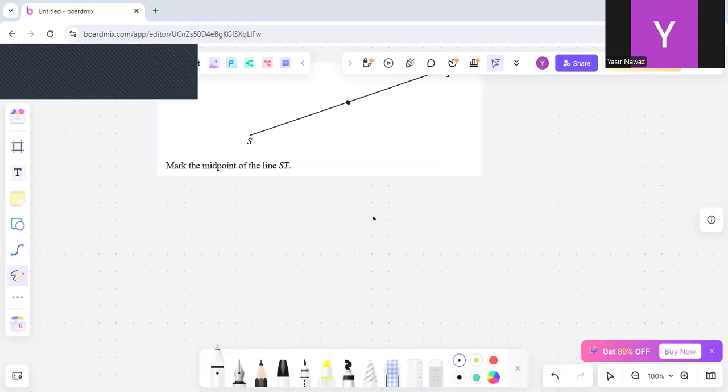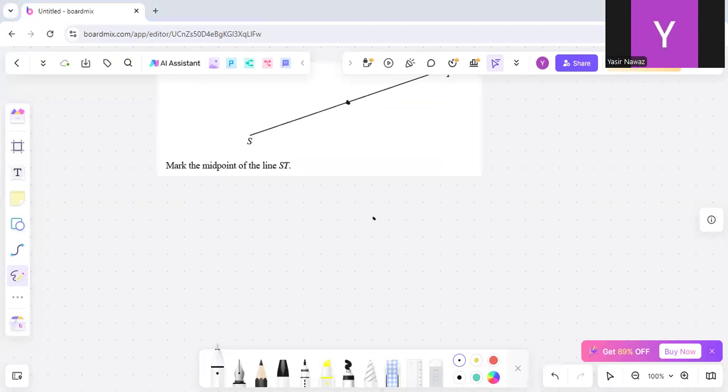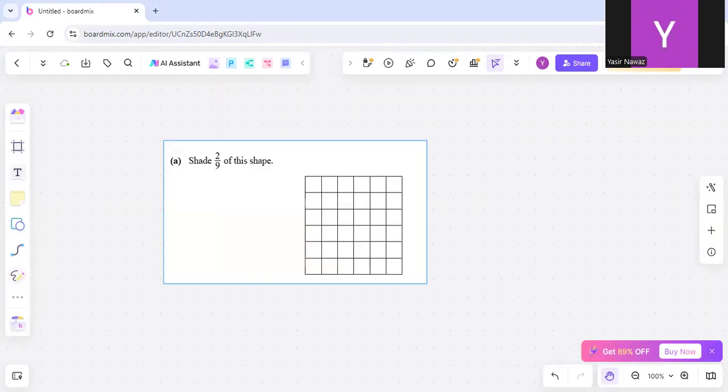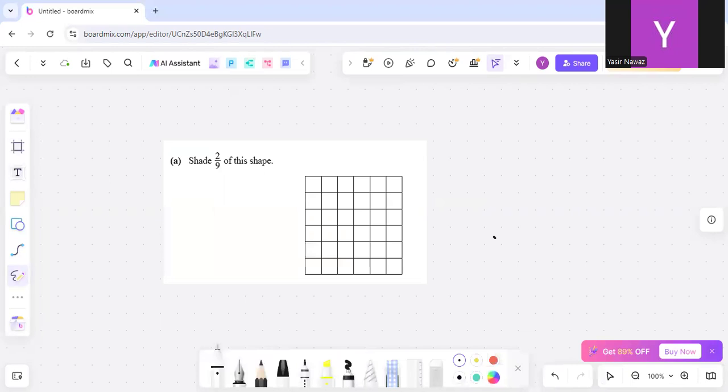The question is to shade 2 by 9 of this shape. You can see how many squares there are in this shape, and that can be counted. The squares are 1, 2, 3, 4, 5, 6 on this side. And what about this side? 1, 2, 3, 4, 5, 6. So 6 times 6 is 36. So there are a total of 36 squares in this figure.